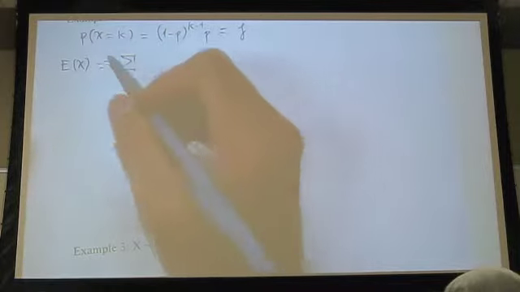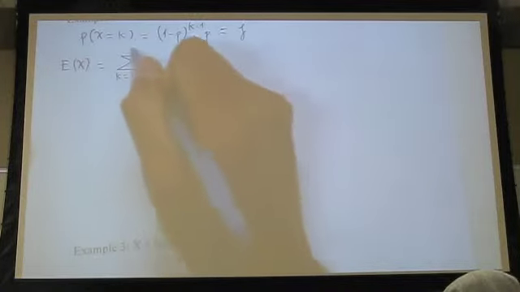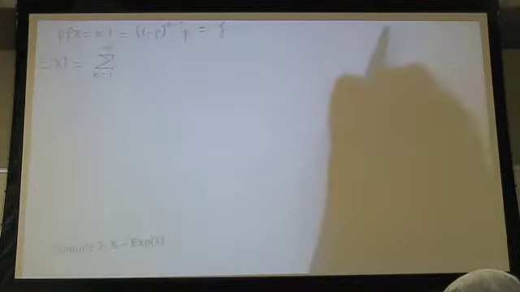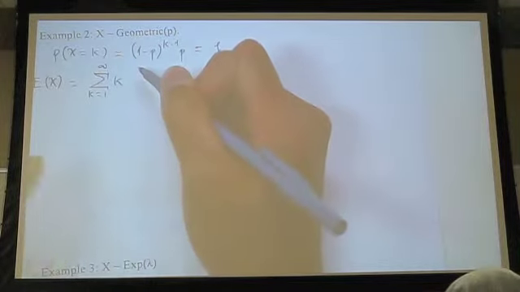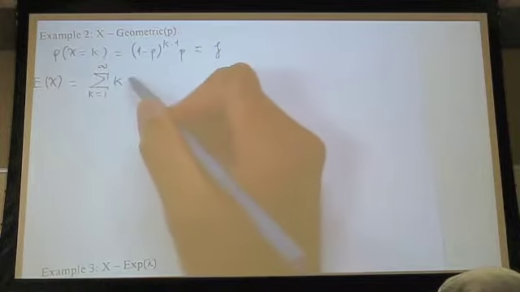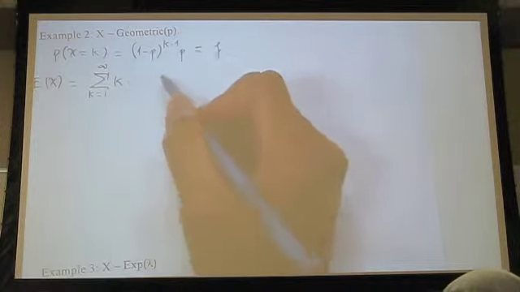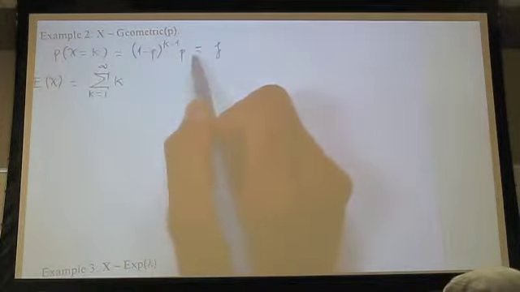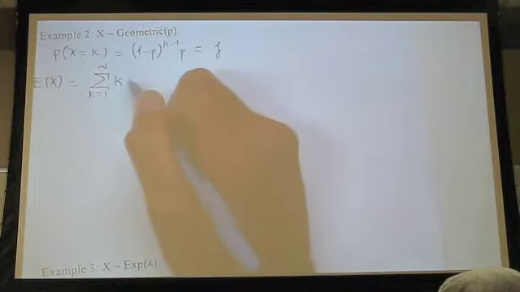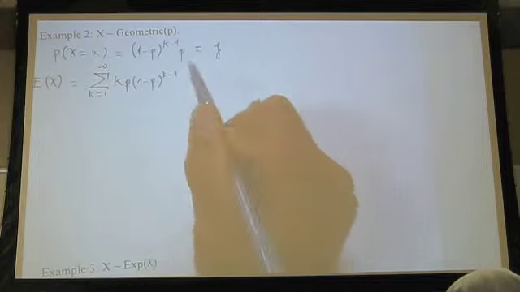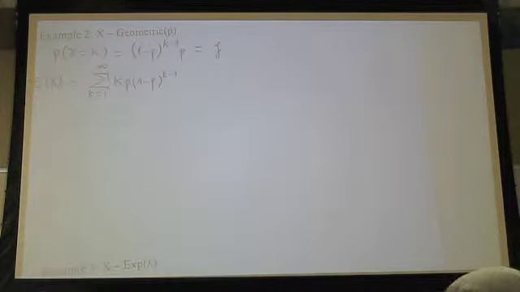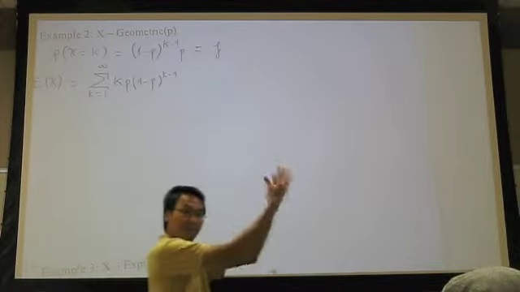So therefore, just put everything together. I'm going to have summation k equal to 1 to infinity of what? Of x, which is k now, right? xi right there is k. And then f of xi, which is this guy right here. So I'm going to have k and then p, 1 minus p to the k minus 1. Is everybody with me so far? I didn't do anything, I just plugged it in the formula.